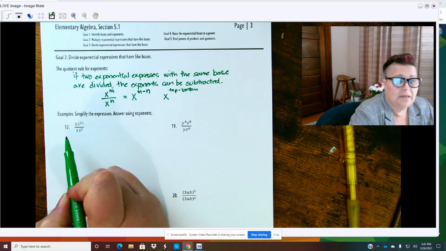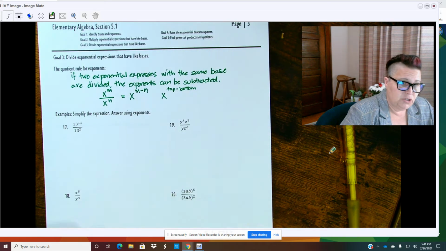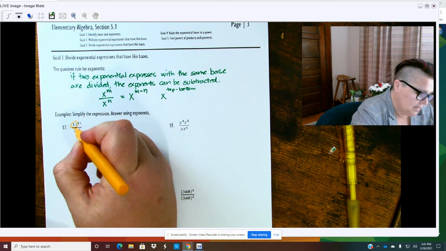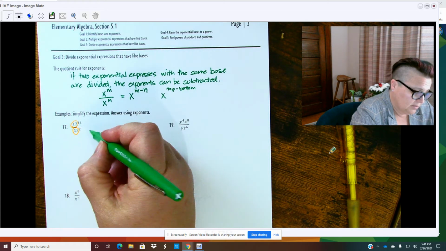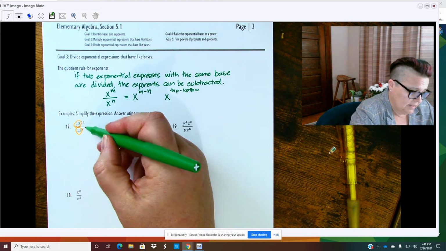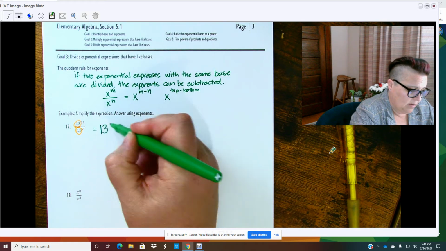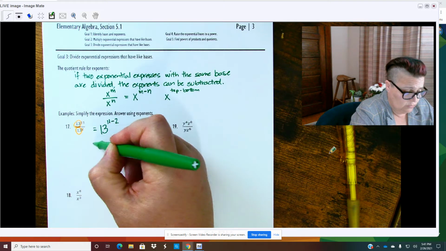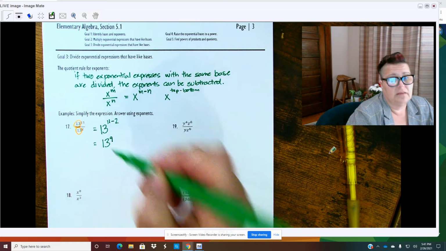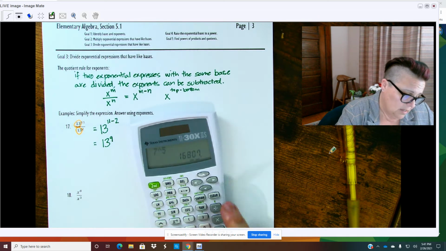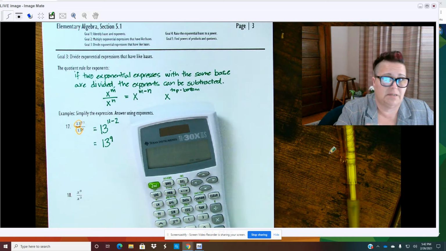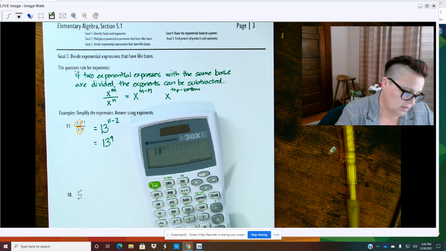So if we're looking at number 17, in the numerator, the base is 13, and in the denominator, the base is also 13. Since the bases are the same, I can rewrite this as 13 to the power of 11 minus 2, or 13 to the 9th. I'm going to leave it in exponential form. 13 to the 9th power is 13 times 13 times 13 times 13 times 13 times 13 times 13 times 13 times 13 times 13 times 13 times 13. It's a crazy amount of 13s.